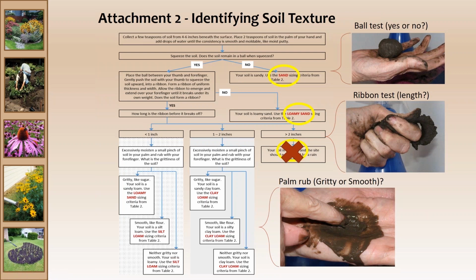If you can make a ribbon 1 to 2 inches in length, then it falls into that clay loam category in table 2. And if you're in that less than 1 inch of a ribbon that you can form by squeezing it through your thumb and finger, like is shown right there, then you have to do one more test. You put a bunch of water on your palm and smear it around with your forefinger, and you decide, is it gritty like sugar? If so, then it's a loamy sand. If not, then it's a silt loam.